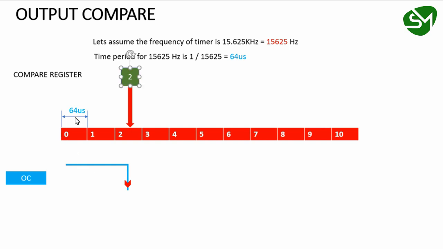The on time of the pulse is given by 64 microseconds plus 64 plus 64, that is 192 microseconds, and the off time is also 192 microseconds. The total time period of the wave is 192 plus 192, that is 384 microseconds. Thus, by loading the appropriate compare register value, we can generate pulses of the required period using the output compare pin of the AVR microcontroller. Thus, the output compare module of the timer in the AVR microcontroller is used for generating pulses of required frequencies.